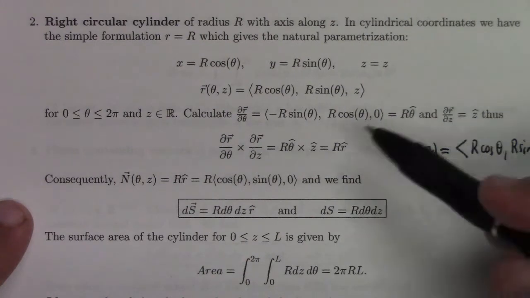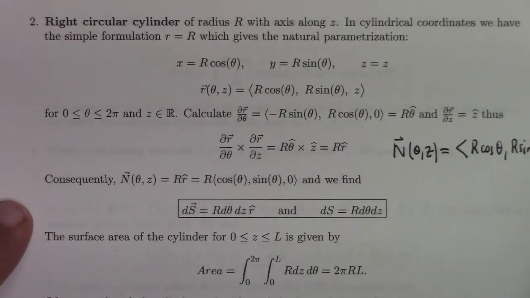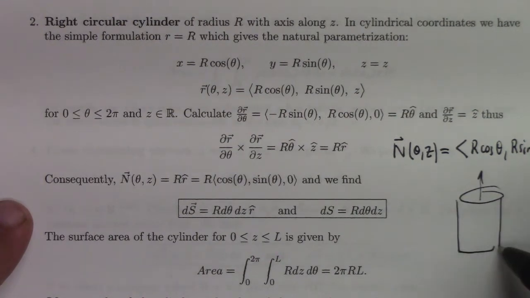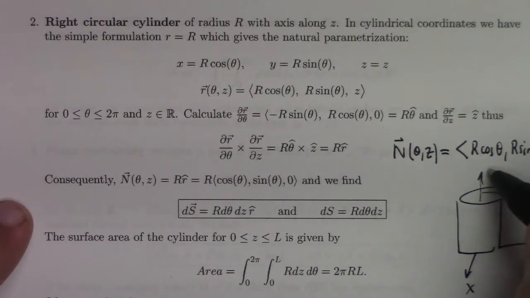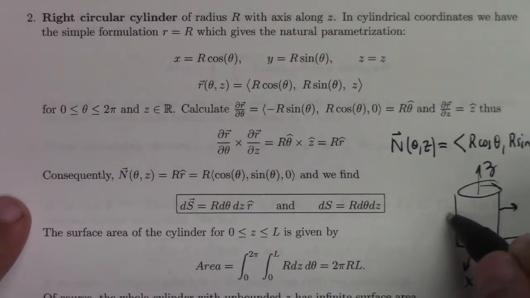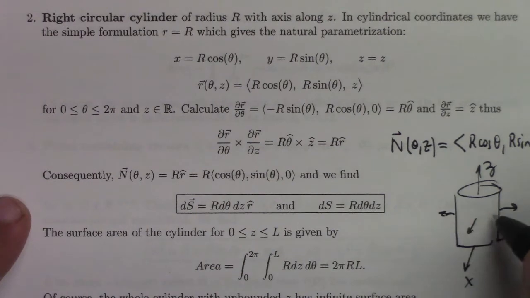So that's the way the normal field points on the cylinder, with the z-axis as its axis. A right circular cylinder with z as its axis. So N is pointing out like this. Alright, anyway.